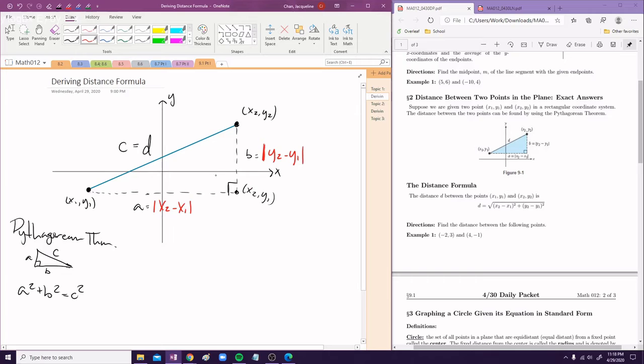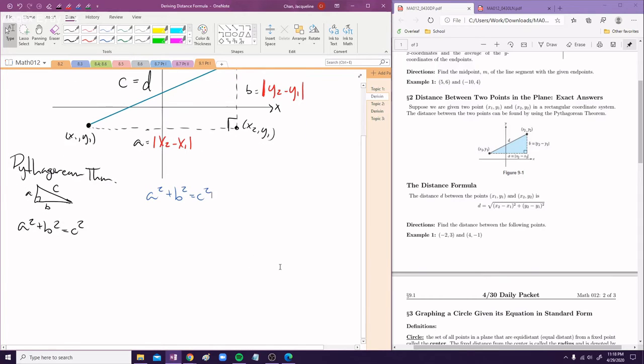Now that we've found A, B, and C, we're going to use the Pythagorean theorem. I'll do that in blue. We have A squared plus B squared is equal to C squared. Our A, we've established, is x2 minus x1 quantity squared, plus B, which is y2 minus y1 quantity squared, and C is D. So this is D squared. That's what you do when you plug in the values.